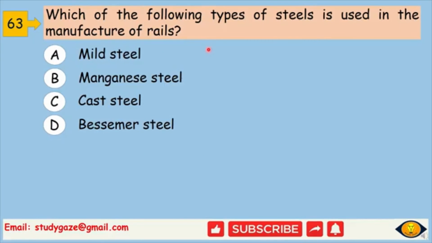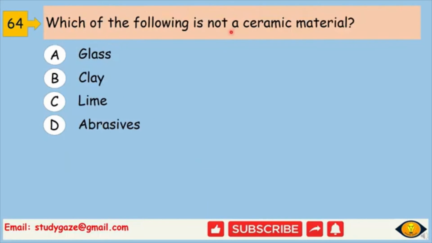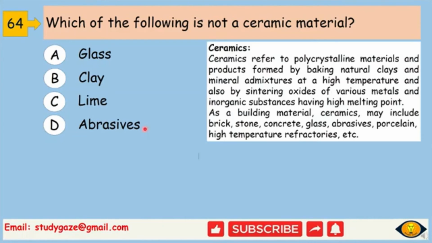63. Which of the following types of steel is used in the manufacture of rails? Mild steel, manganese steel, cast steel, Bessemer steel. Answer will be B. Manganese steel. 64. Which of the following is not a ceramic material? Glass, clay, lime, abrasives. Answer will be C. Lime.